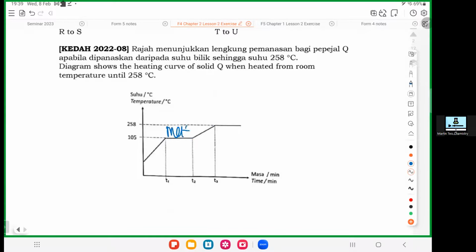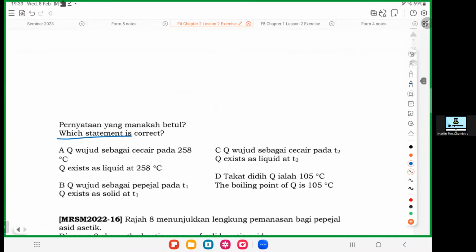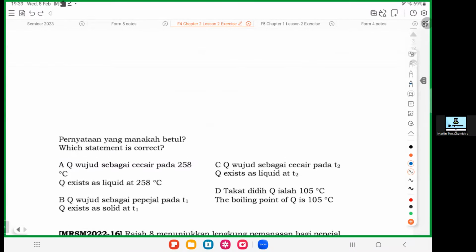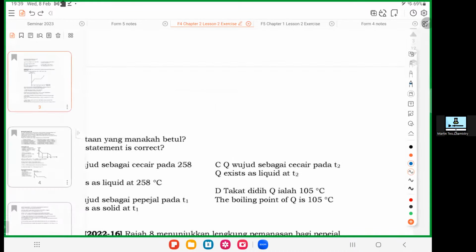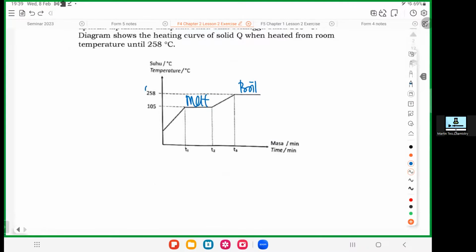The first one must be melting. The second one must be boiling. So now, which of the statements is correct? A: Q exists as liquid at 258 degrees Celsius. So let's look at here. 258 is here. Are you a liquid at 258? No, because at 258, boiling takes place.